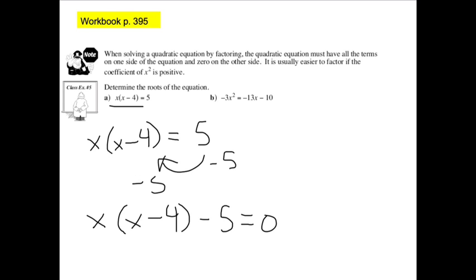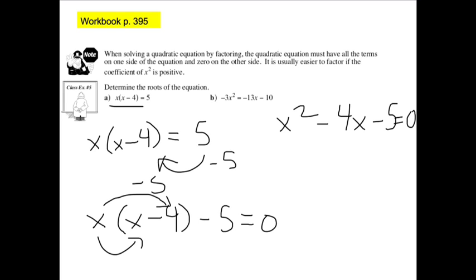Now this bracket is kind of cumbersome. We need to get rid of it too. So what I suggest is putting that x into the bracket. You're going to distribute it. So x times x, that's going to be x squared. X times a negative 4 is going to be negative 4x. And then you got negative 5 is equal to 0. Now we can work with this.